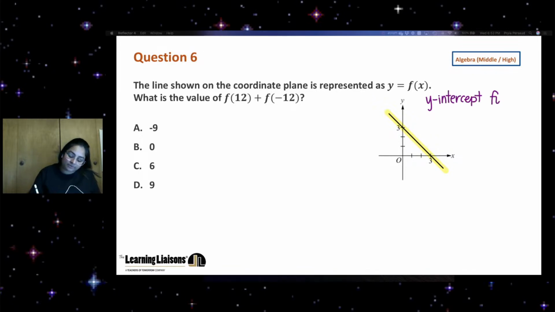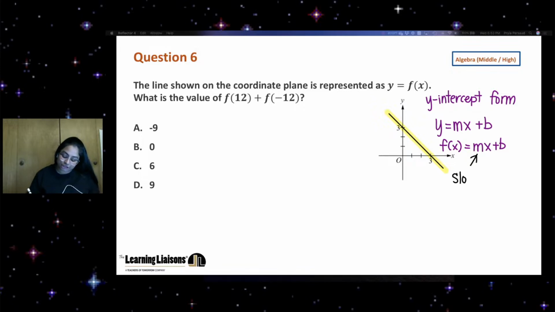Y-intercept form. Yes, it is. Y is equal to mx plus b. Another way to write this would be f of x is equal to mx plus b, and they are both exactly the same. Now, m in our case is our slope. Slope is considered rise over run. And our b for boy in this case is our y-intercept.